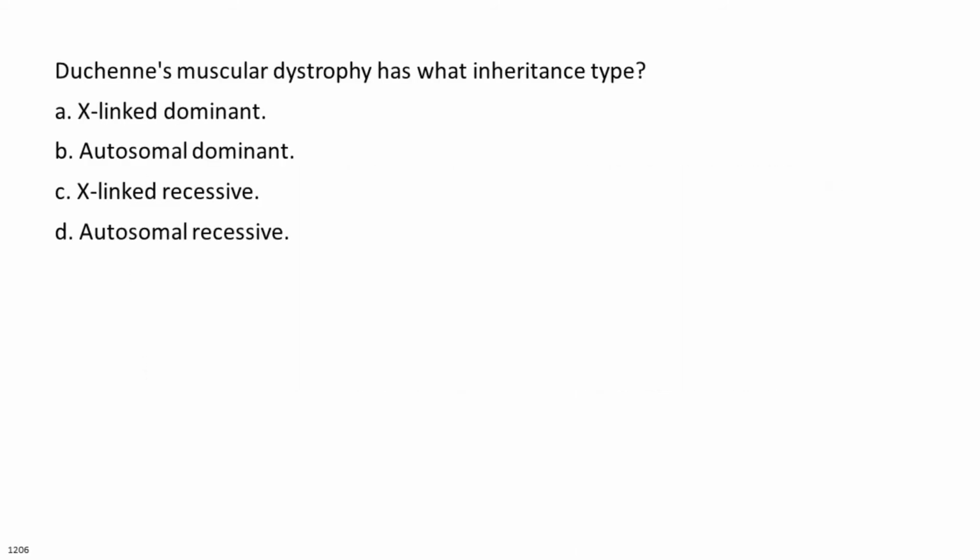Duchenne's muscular dystrophy has what inheritance type? A. X-linked dominant. B. Autosomal dominant. C. X-linked recessive. D. Autosomal recessive.